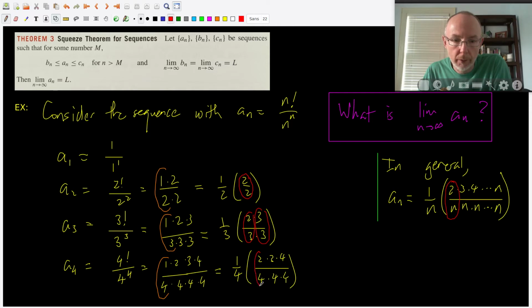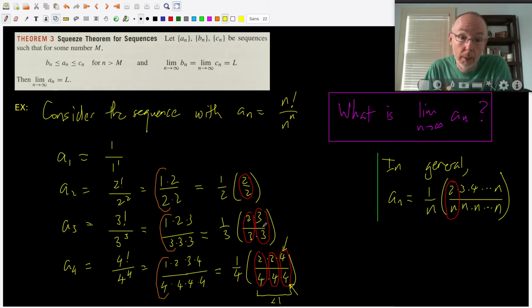Right, when I do it here, 2 over 4, that's less than 1. 3 over 4, that's less than 1. 4 over 4, that's equal to 1. When I multiply them all together, I get some number, but what I know about it is that it's less than 1. Because the largest value here is going to be the same as the number in the denominator, so that last term is always going to be 1.